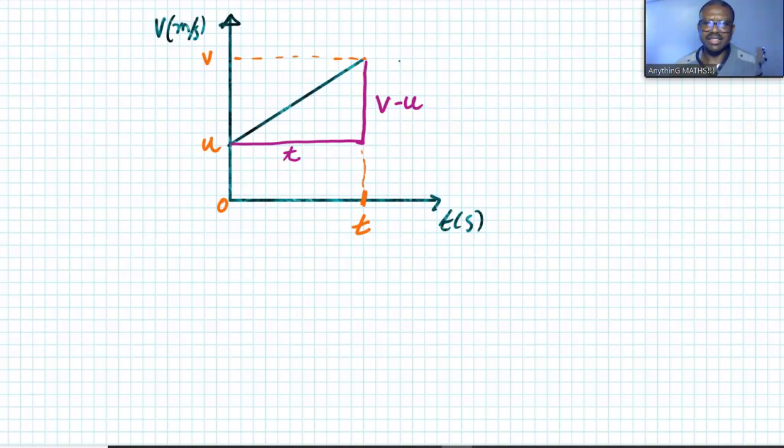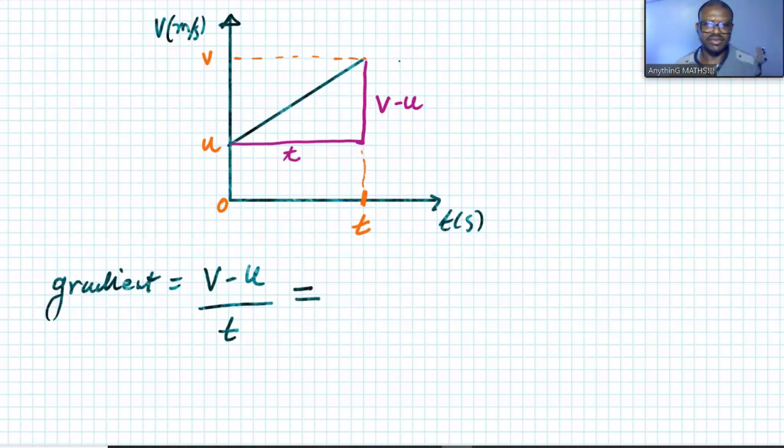From our previous knowledge, we know that gradient is equal to the change in velocity over change in time. However, on the velocity time graph, the gradient is acceleration. We can confidently say this is equal to a. If you've not watched the previous video, please do so.